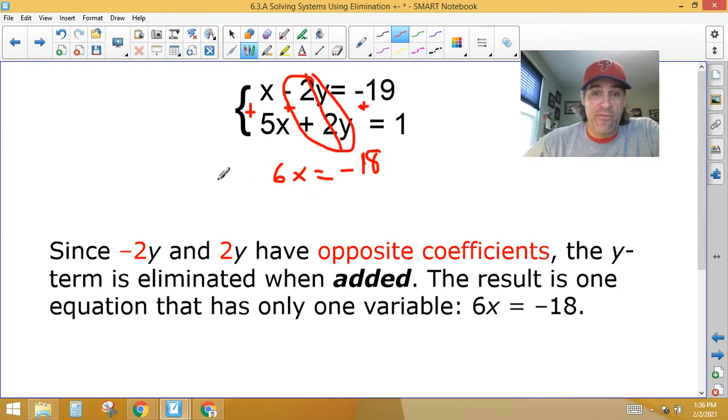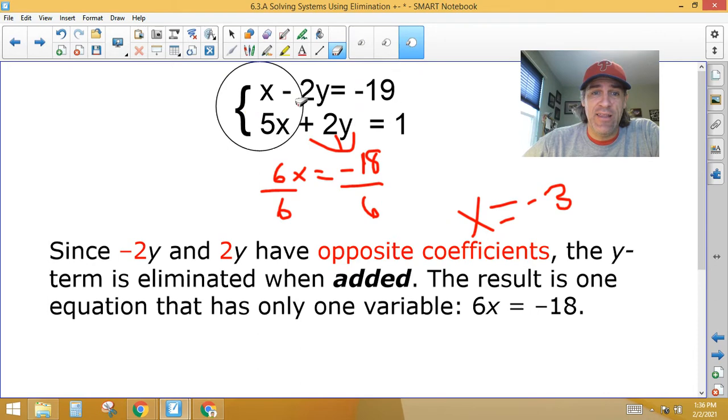So now I have 6x equals -18. I can just divide by 6, and I have my x value to be -3. I have half of my solution just like that.